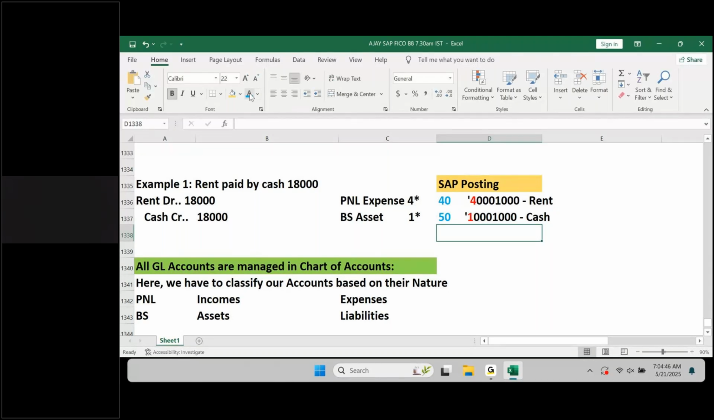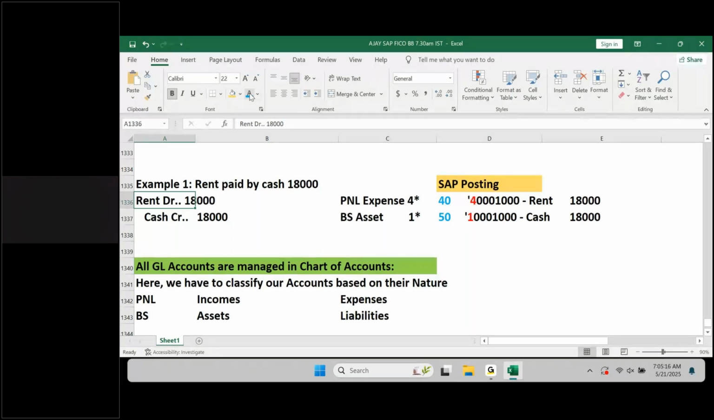Now when you write the amount, you just need to write the number without any plus or minus sign. If it is 18,000, put 18,000 here also. Don't put any plus or minus symbol while writing the accounting entry in SAP. In manual entries also we don't write plus or minus symbols. You put debit in one column and credit in the other column. Am I correct?